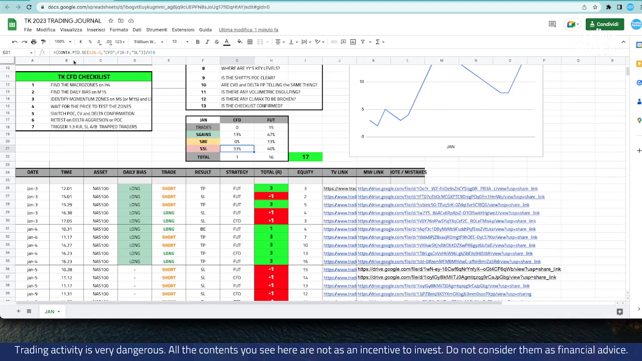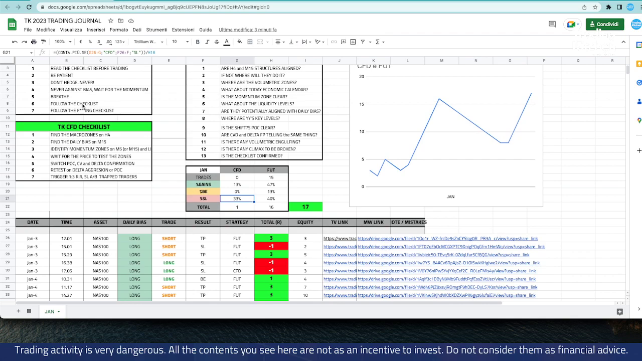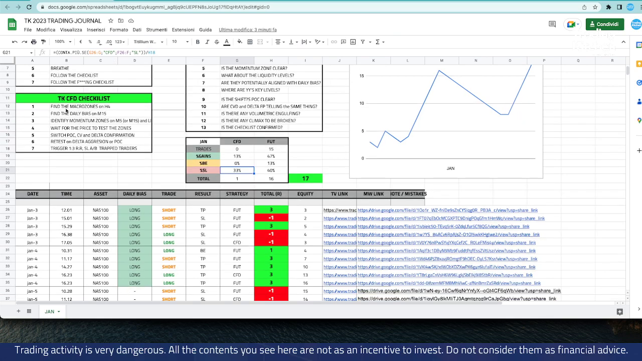This is the checklist that we are going to see in this video. First of all, let me just recap the checklist. The first thing I try to do every morning is to understand if the daily bias is aligned with the macro structure. So I first try to find the macro zones on the 4-hour time frame in which I suppose price could react in the future.